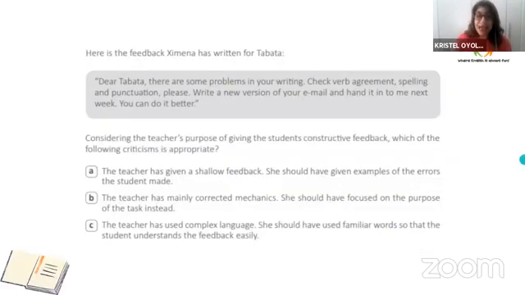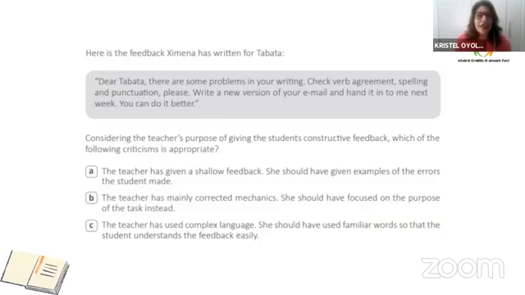In the exam, the teacher provides this feedback to Tabata. It says, dear Tabata, there are some problems in your writing. Check verb agreement, spelling, and punctuation, please. Write a new version of your email and hand it in to me next week. You can do it better.